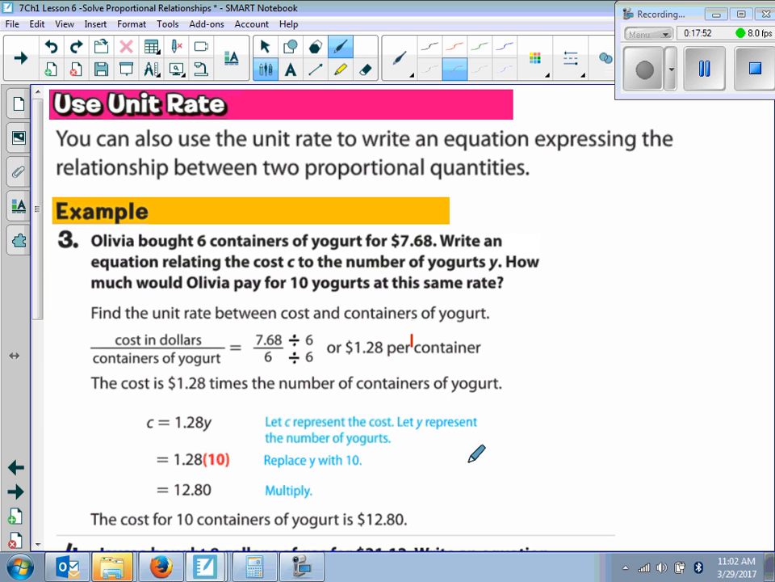The question now is, how much is she going to pay for 10 yogurts? So the equation that we write is the cost is equal to $1.28 times how many yogurts she's going to buy. So once we write our equation, then we can solve for the 10 yogurts. So that's going to be $12.80 for 10 yogurts.